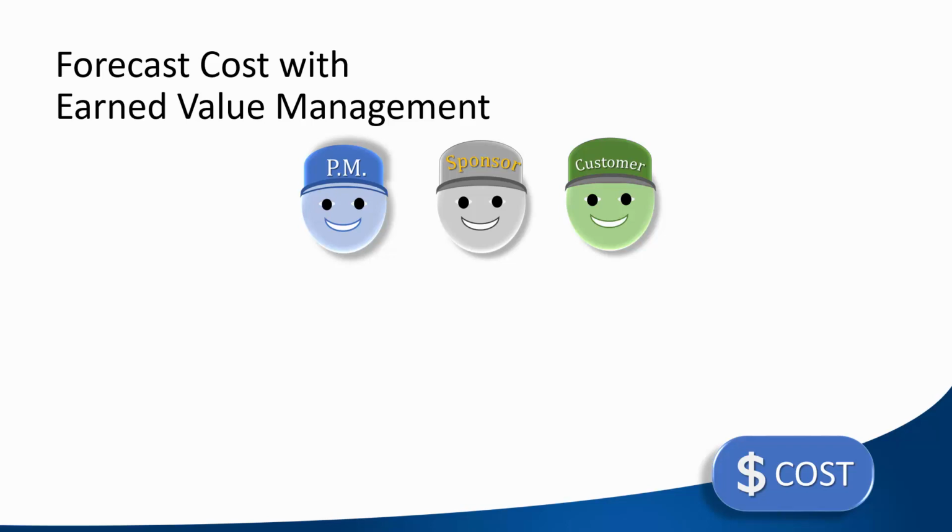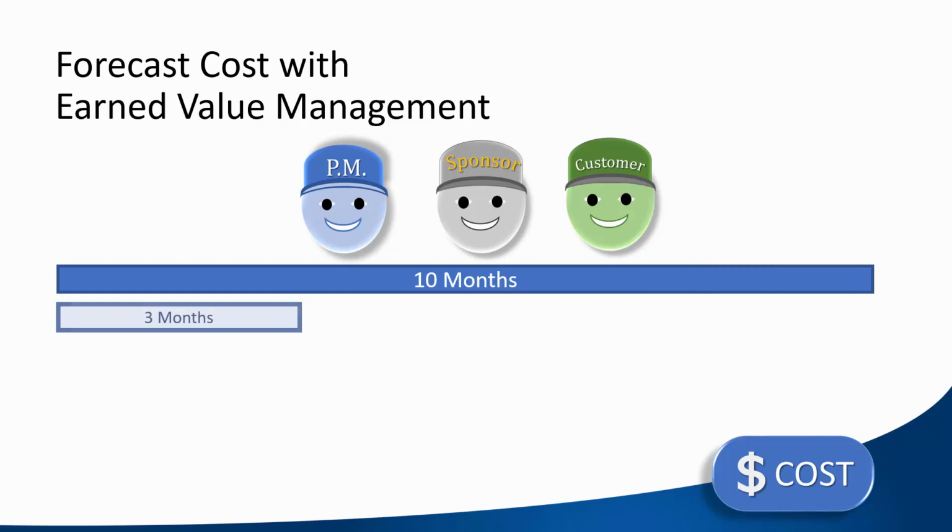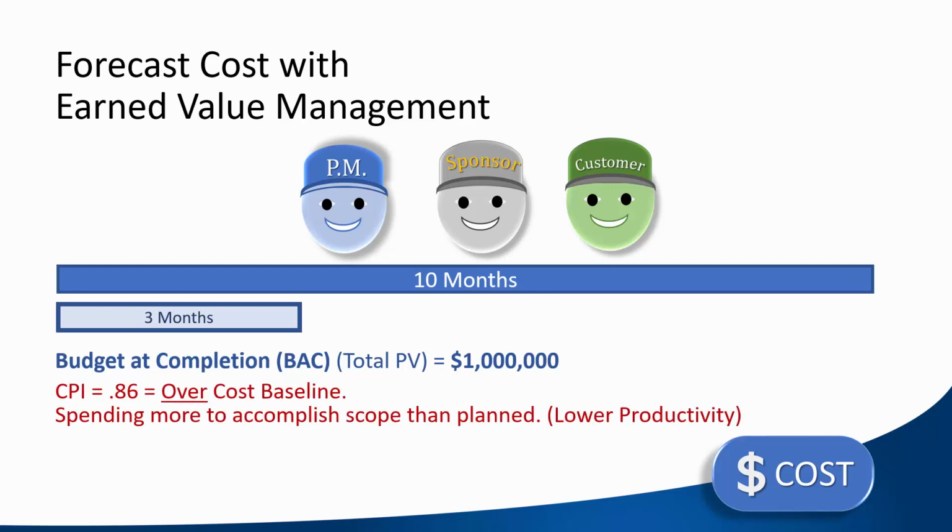In addition to generating accurate schedule and cost performance insights, planned value, earned value, and actual cost provide these leaders forecasting tools. For example, these project leaders are examining the status of a 10-month project. At 3 months, the status shows the following. The budget at completion, or total planned value, is $1 million. The CPI of 0.86 shows the project is over the cost baseline. The team is spending more to accomplish the scope than originally planned.